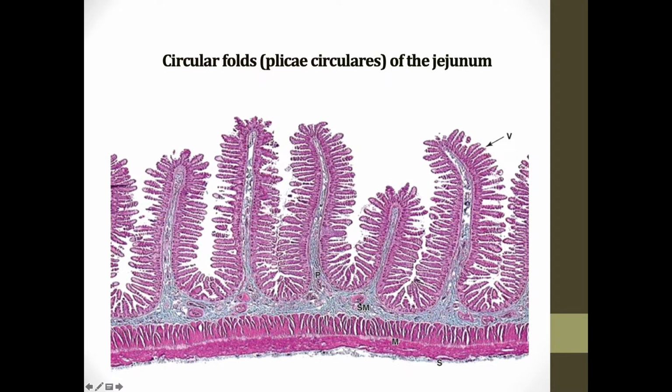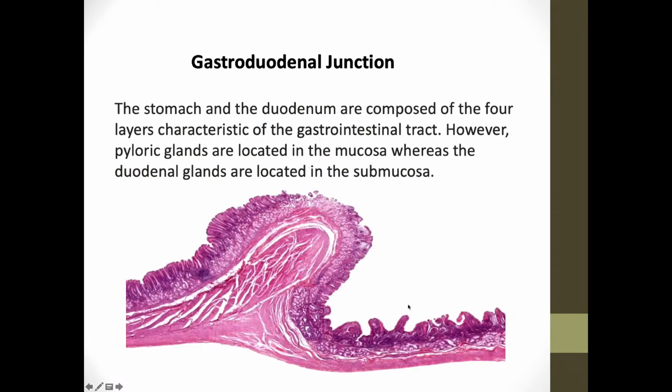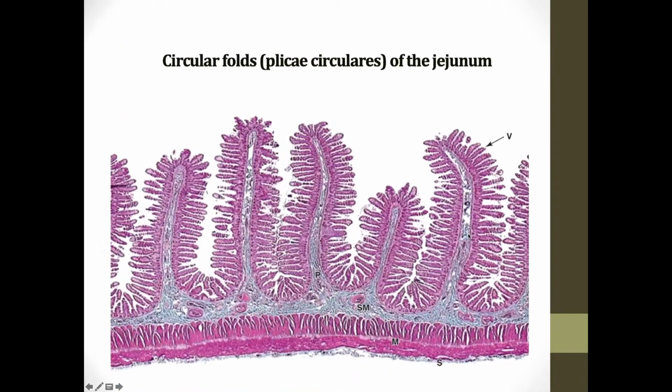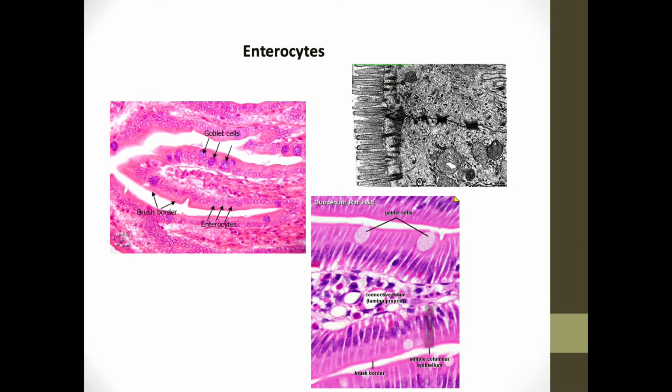Can you see the submucosal gland? Mucosal gland? No. Yes, this is submucosal. This, no submucosal gland. This is the circular fold, which is formed by the mucosa and submucosa. So now about the epithelial layers.